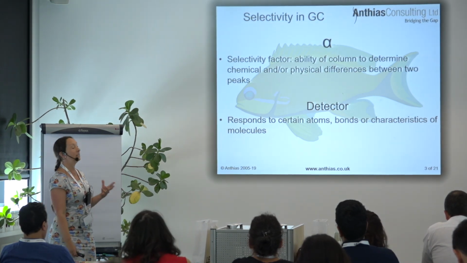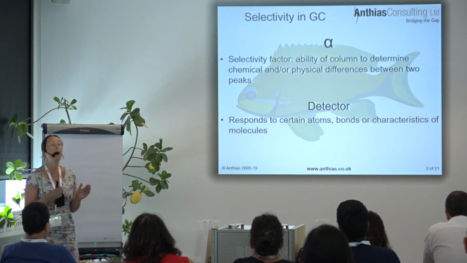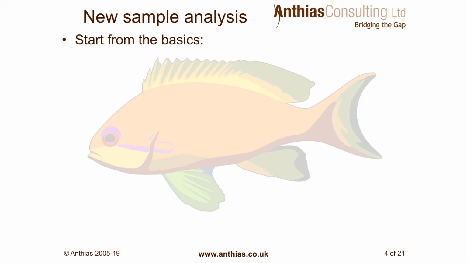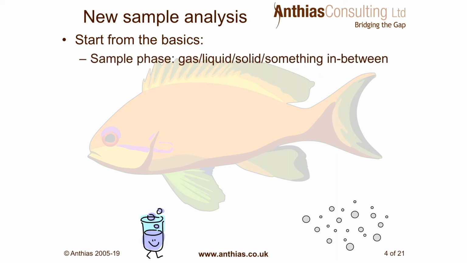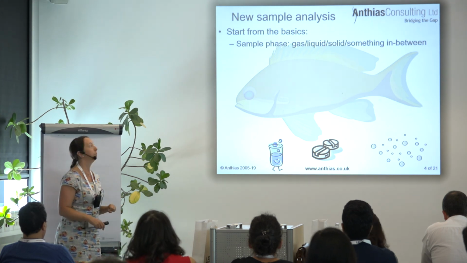So we could be thinking about selectivity on the column and the detector, but selectivity actually goes throughout our whole analysis from start to finish. If we're doing a new sample analysis, we've got to always start from the basics. First of all, we're going to think about the sample phase. Is our sample in the gas phase, the liquid phase? Is it a solid phase sample? Or is it something in between, for example honey, which is very difficult to suck up in a syringe, but it's not a solid either.